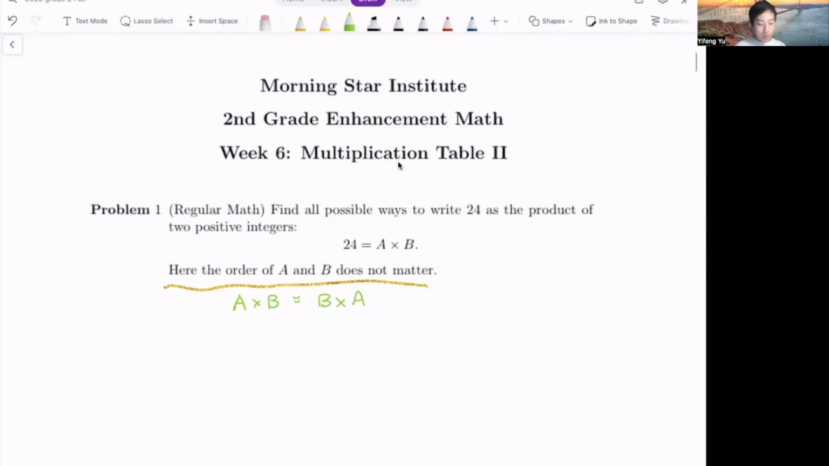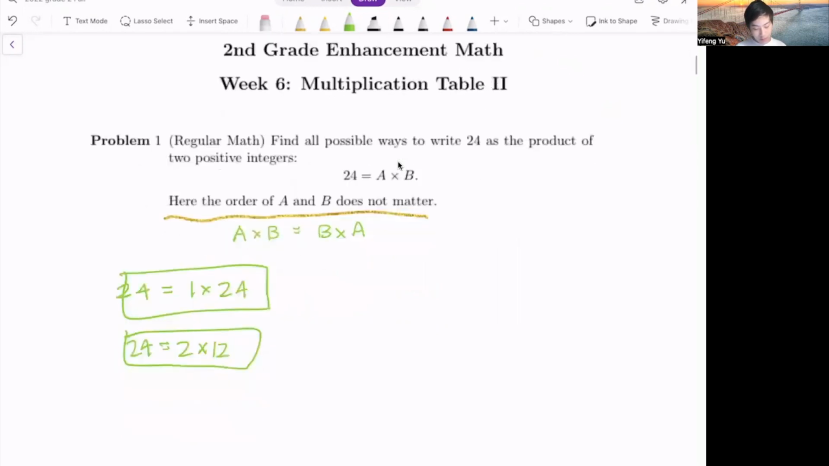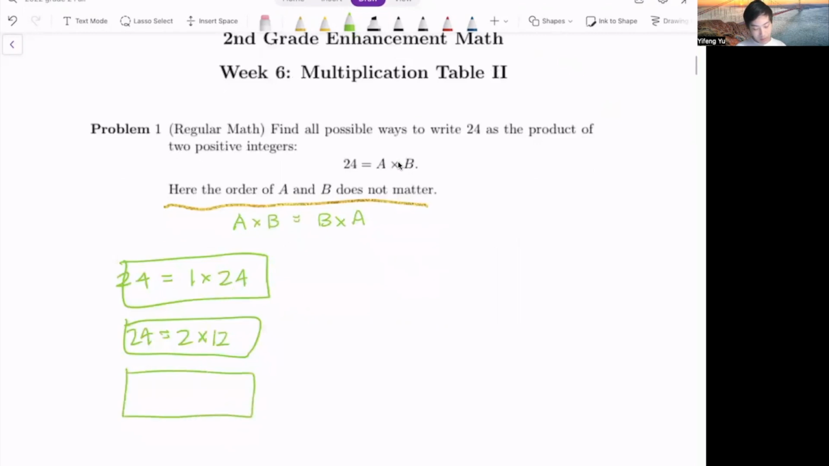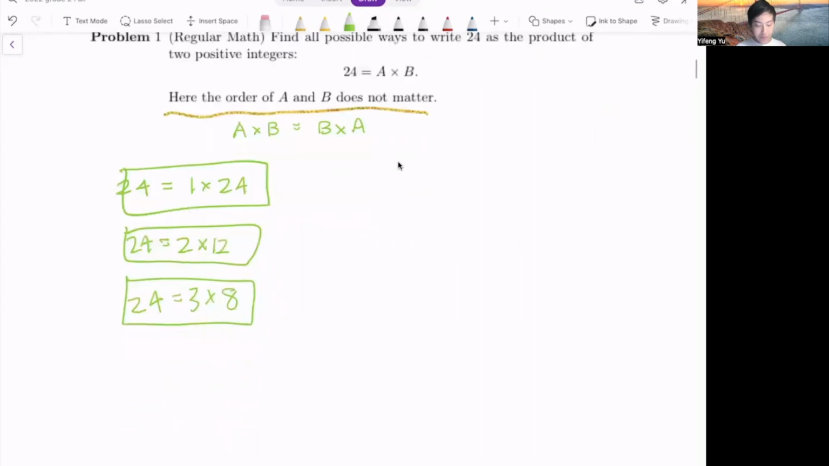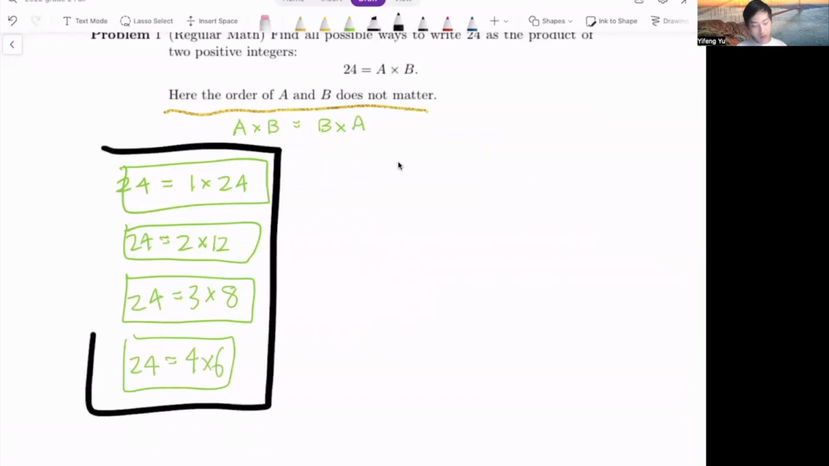So we can write 24 as the most obvious one, 1 times 24. So that's one case. The second case, we have 24 as 2 times 12. Third one, 24 is 3 times 8. And finally, 24 as 4 times 6. And these are the solutions. There are 4 of them.